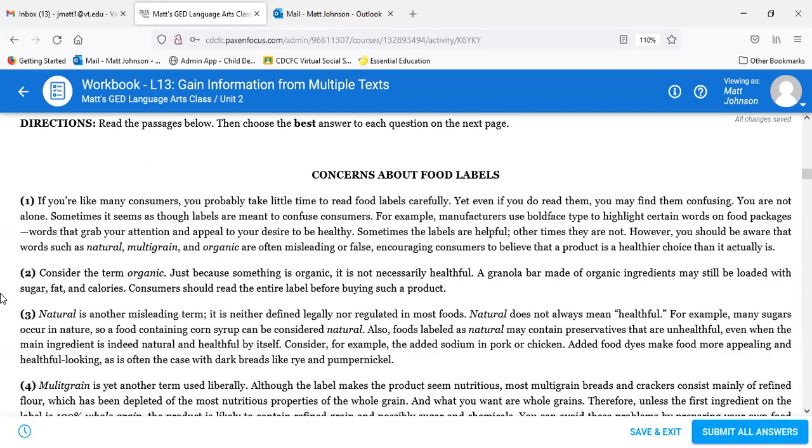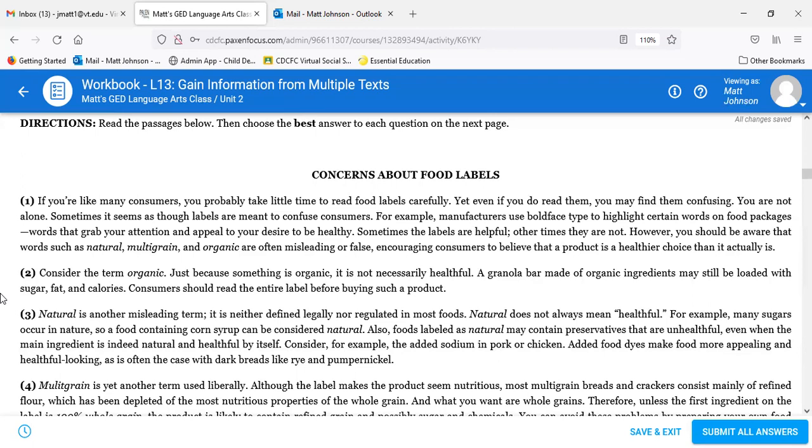Consider that the term organic, just because something is organic is not necessarily helpful. A granola bar made of organic ingredients may still be loaded with sugar, fat, and calories. Consumers should read the entire label before buying such a product. Natural is another misleading term. It is neither defined legally nor regulated in most foods. Natural does not always mean healthful.